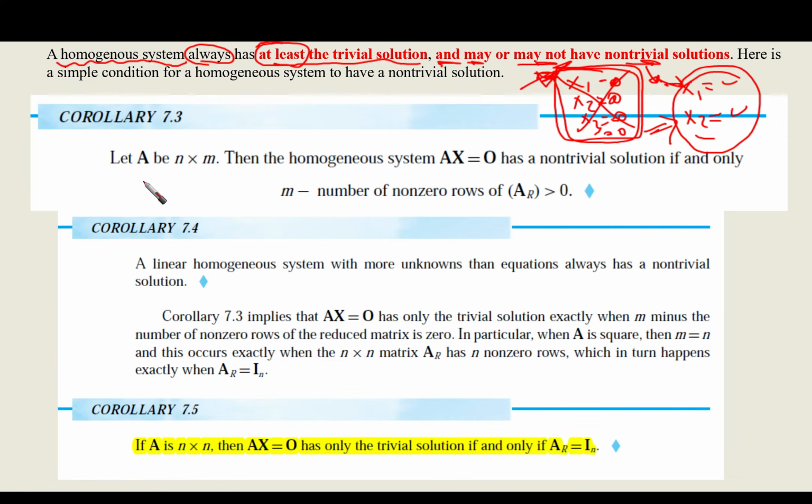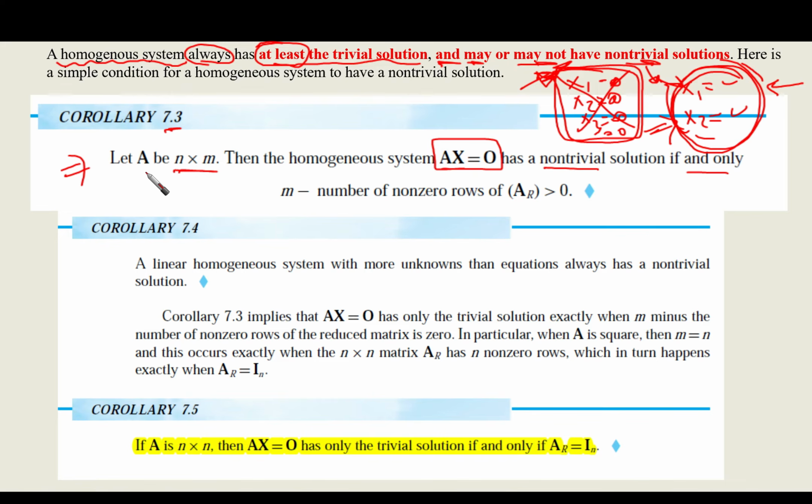Okay, let's go to this theorem, which is 7.3. Let A be n by m, again the coefficient matrix. Then the homogeneous system Ax equal to 0 has a non-trivial solution if and only if... Now we are getting closer to our non-trivial solution. We want a kind of rule: how can we say that this system has a non-trivial solution or not? We want to know it from the beginning, so we want to put a rule for this.